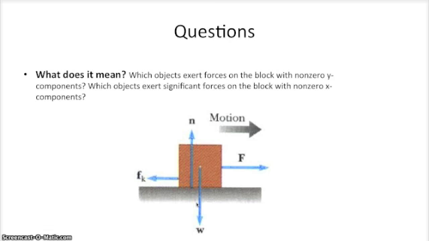So which objects exert significant forces on the block with non-zero x components? That would obviously be the carpet. The carpet is what is causing the kinetic friction and causing it to accelerate and come to a complete stop.